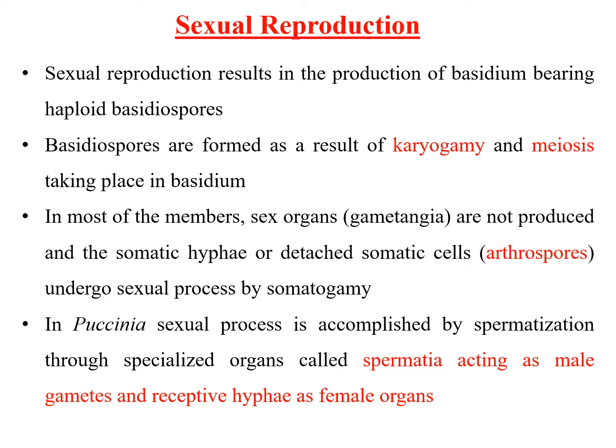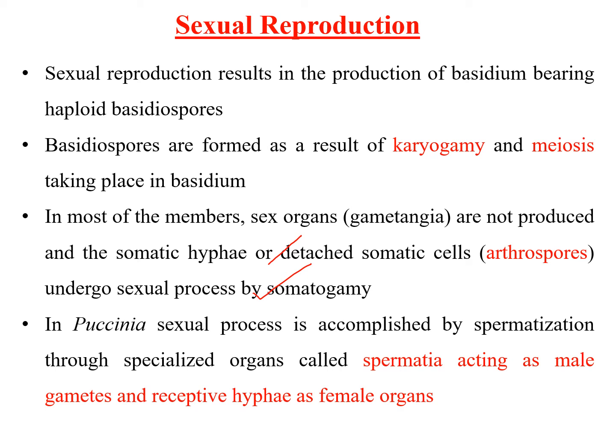In most of the members, sex organs are not produced, and the somatic hyphae or detached somatic cells, that is arthrospores, undergo the sexual process by somatogamy, that is fusion of the entire contents of the somatic cells. That is known as somatogamy. In the case of Puccinia, that is rust fungi, how is the sexual process accomplished?